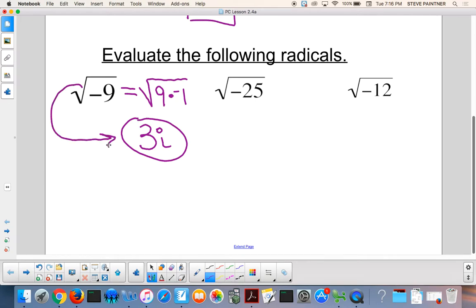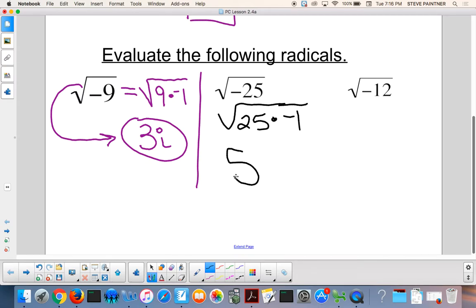Let's do this one. Square root of -25, I'd write 25 is perfect times -1. Square root of 25, 5. Square root of -1, i. Answer, 5i.